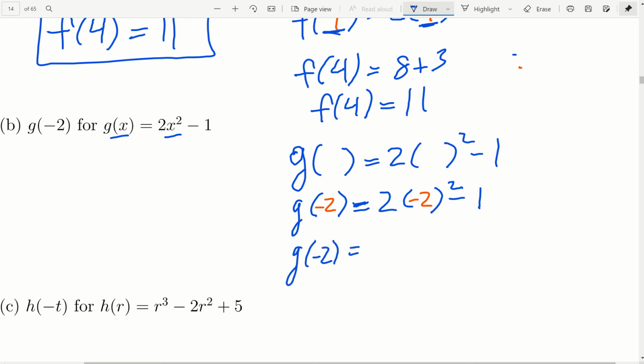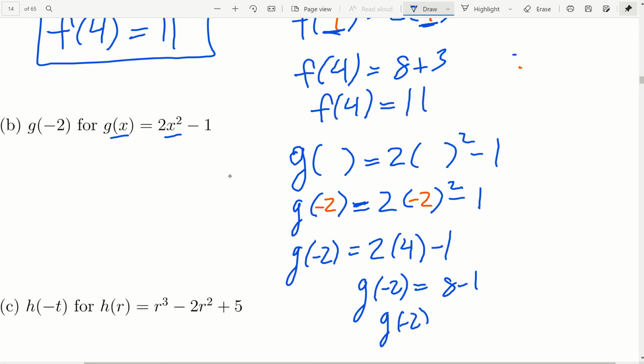g of negative 2 equals, order of operations, we have to do the exponent first. Negative 2 squared means negative 2 times negative 2, which is positive 4. 2 times 4 is 8. And then 8 minus 1 should be 7. So g of negative 2 is equal to 7.